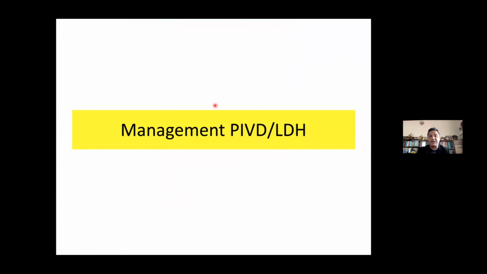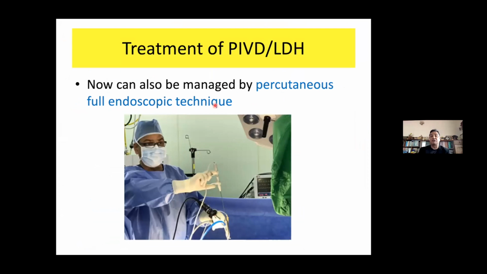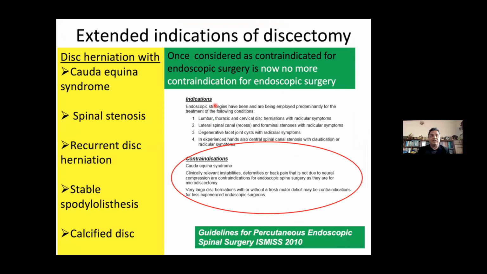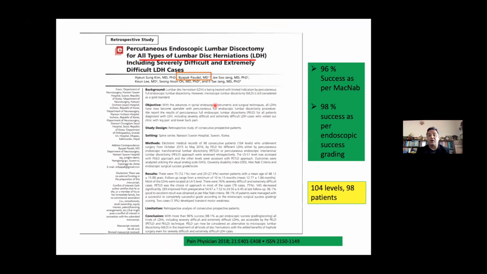How do we manage the PIVD? Now it can also be managed with the percutaneous full endoscopic technique. Disc herniation with cauda equina syndrome, disc herniation with spinal stenosis, recurrent disc herniation, disc herniation with stable spondylolisthesis, or calcified discs were once considered contraindications, but are no more contraindicated for endoscopic surgery. We can do all types of disc herniation with the endoscopic technique with a 96% success rate according to the MacNab criteria, and 98% success for endoscopic success grading.